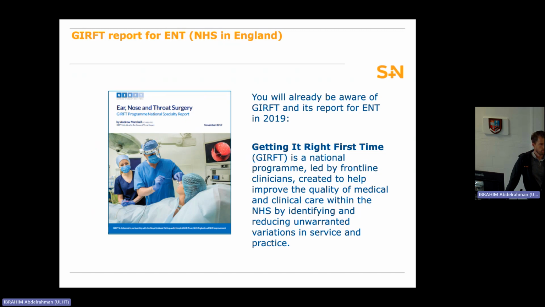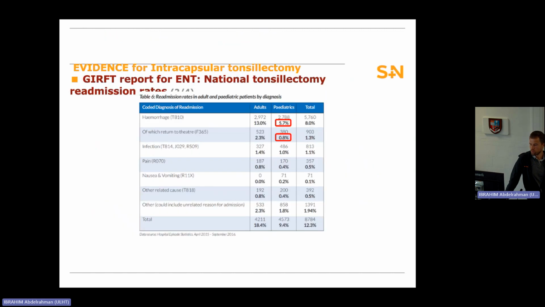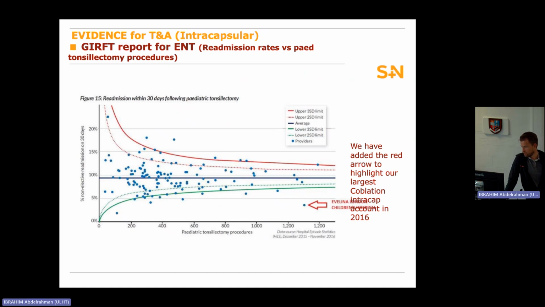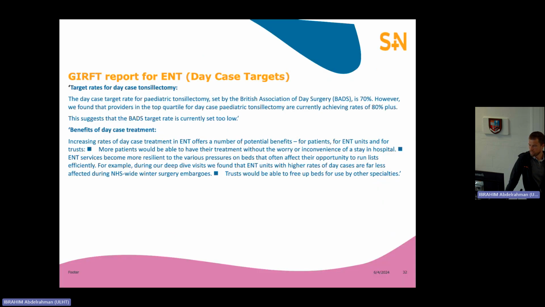The Getting It Right First Time publication in 2019 had some good data in it, and some good recommendations for the technique. In 2019, for paediatrics, the bleed rate across all techniques in children was 5.7%. You can see it's even higher in adults. I think it's something like 12% in adults, but it's not on this slide. You can see here the outlier Evelina with their early data back in 2019, one of the first to standardize and adopt this technique.